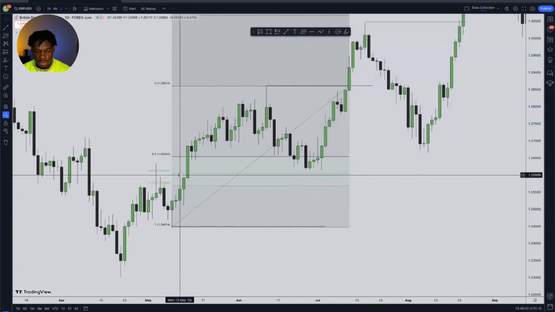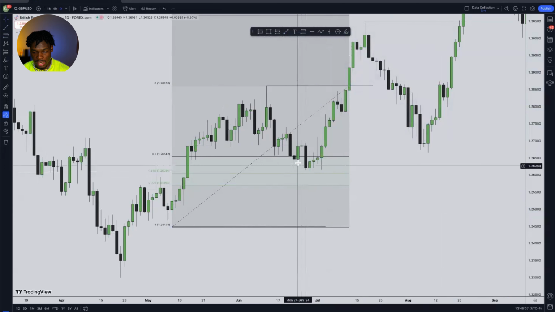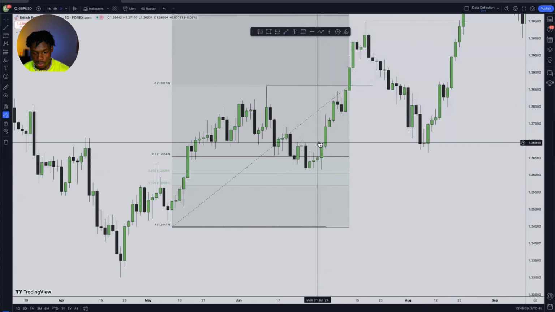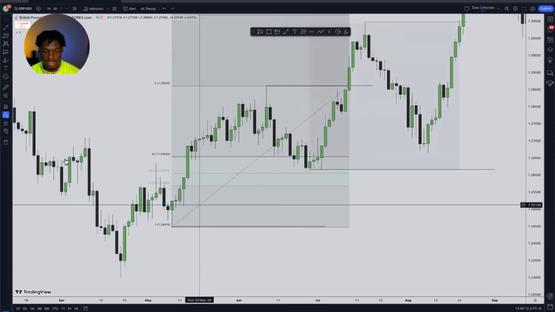But price comes down to that 0.618 level and rejects, makes a beautiful rejection. As you can see, we took a high, took a low, took a high with this candle, and then we could enter somewhere around there to take out the highs. Price always comes back to that discount.